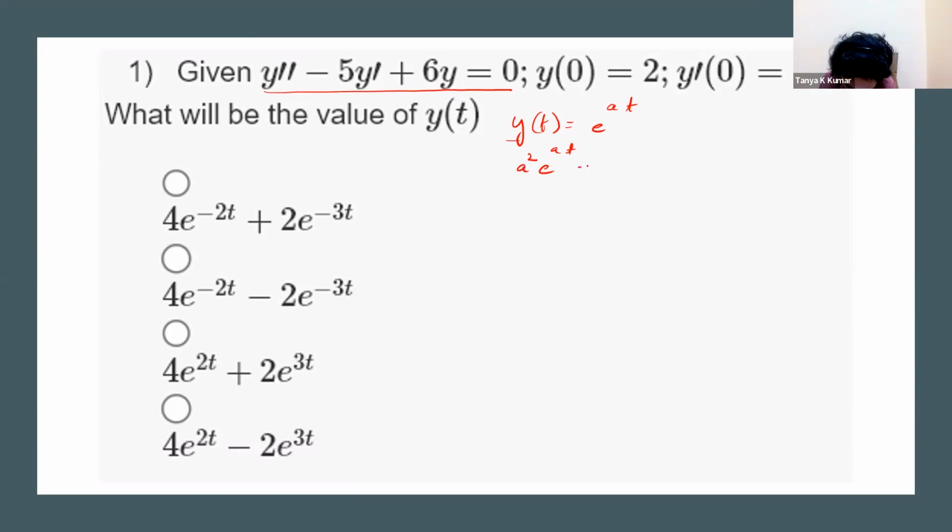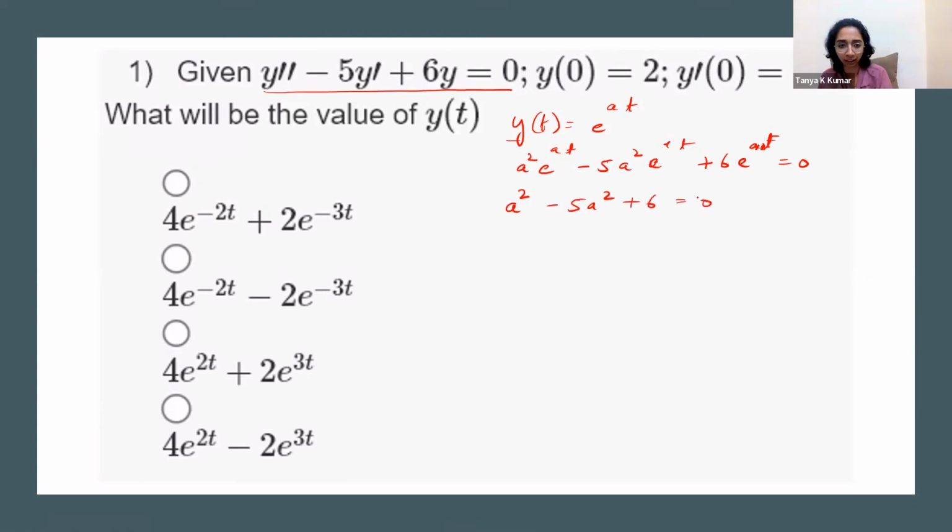Then you have minus 5 a square e of 80 plus 6 e of 80 equal to 0. Okay, so now you divide the entire equation by e of 80, you get a square plus 5a plus 6 equal to 0.